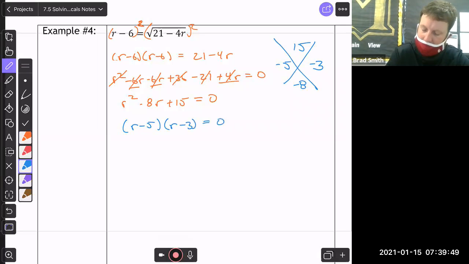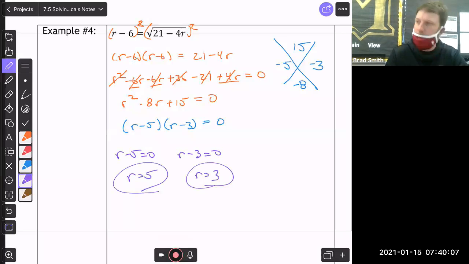R minus 5. Perfect. Negative 5 and negative 3. So I get r minus 5 and r minus 3. So r minus 5 equals 0, r minus 3 equals 0. So r is going to equal 5, and r is going to equal 3.